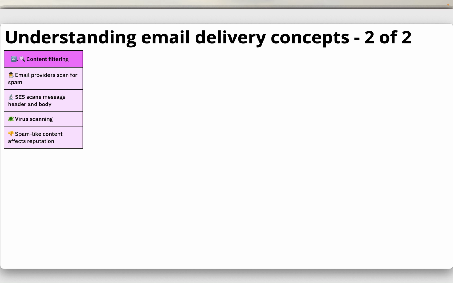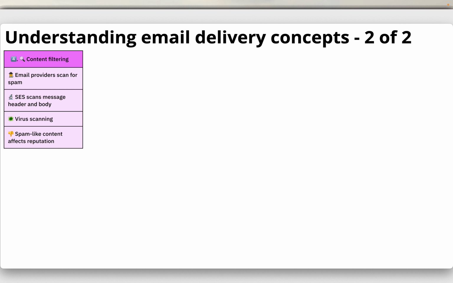Next important concept is content filtering. Many email providers use content filtering to determine if incoming emails are spam. Content filters look for questionable content and block the email if the email fits the profile of spam. Amazon SES uses content filters also.